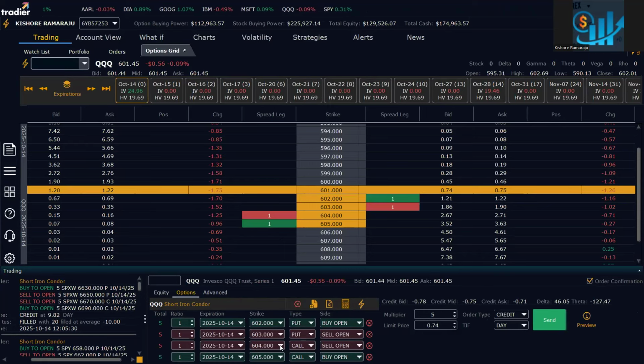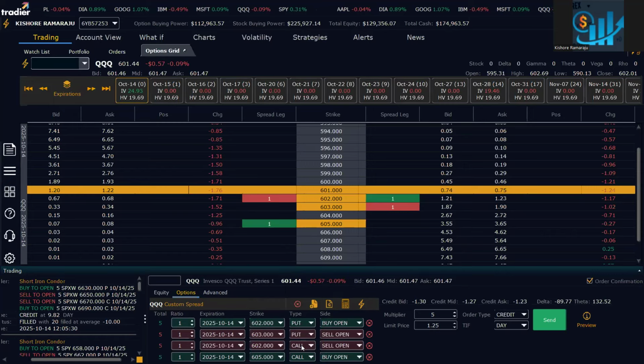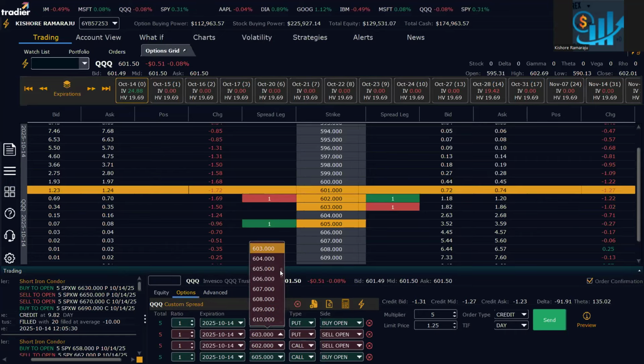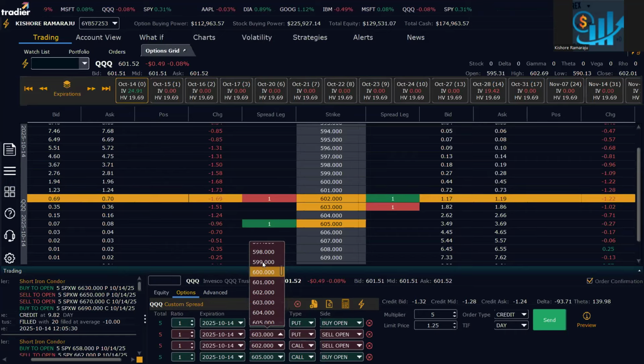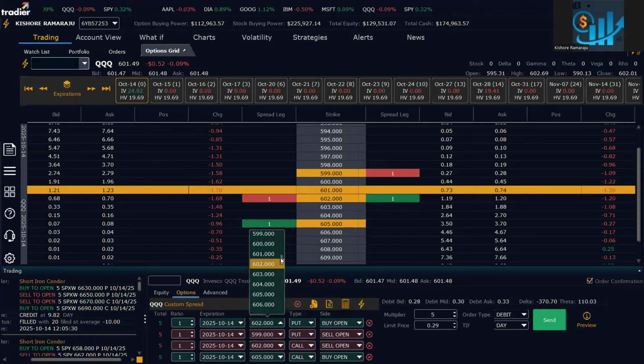But the chances are very less for it to go till 604. I'll select 602. So I'm selling 602 call. That means basically because I feel like QQQ will not go above 602 today. So I'm taking 602 call and buying a 605 call as a protection, as a hedge. In the same way, I'm thinking it will not go below, let us say 599. So I'll sell 599 and I can buy something like 596.